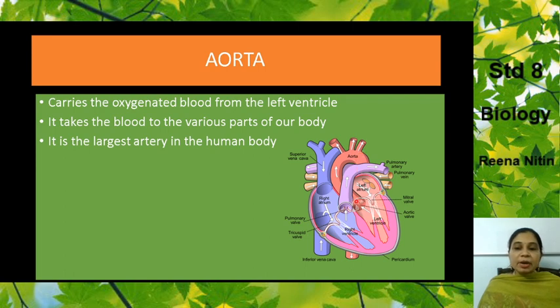We move on to the next blood vessel, that is the aorta. Now you can see this part, this is the aorta, it is marked over here. Where does it originate? It is starting from the left ventricle. Its work is to carry the pure blood from the left ventricle of the heart to all the parts of the body. How will it do that? It will branch out later on into numerous arteries, and it is the largest artery of the human body, carrying the pure blood. So it takes the blood away from the heart to different parts of the body for distribution.